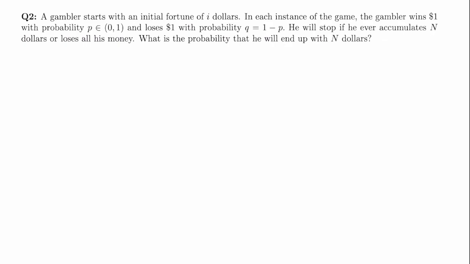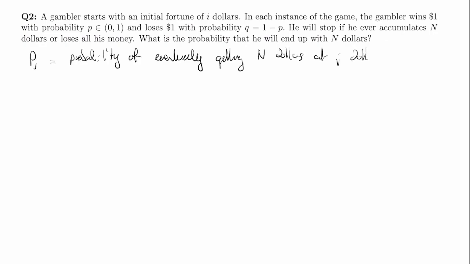Okay, so to start off, let's define Pj to be the probability of eventually getting n dollars, or eventually winning, starting at j dollars. So this is the probability of eventually getting n dollars starting at j dollars. And this is defined for all j between 0 and n.